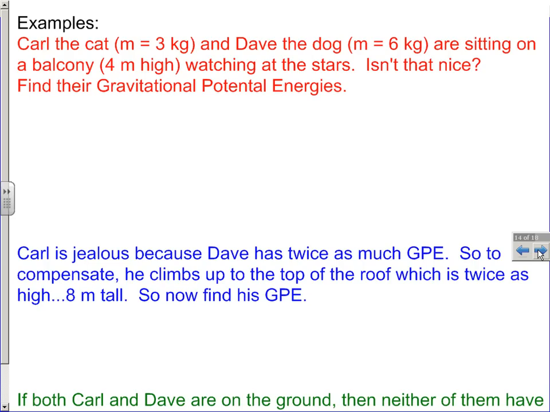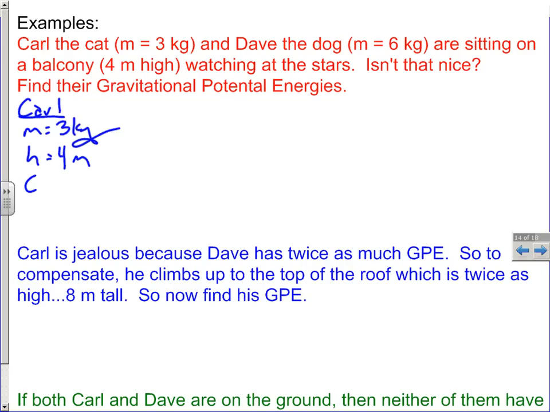We're back to Carl the cat and Dave the dog. This time they're sitting on a balcony watching the stars. So we're going to find their energies. We're going to go through the same process. So here we go. Carl has a mass of 3 kilograms. He's got a height of 4 meters.